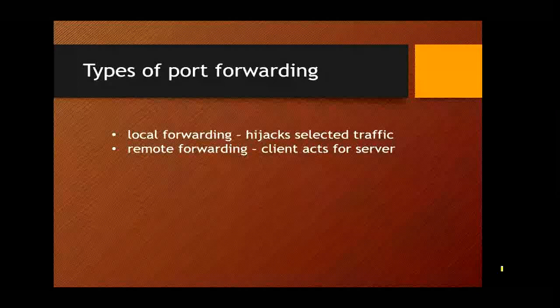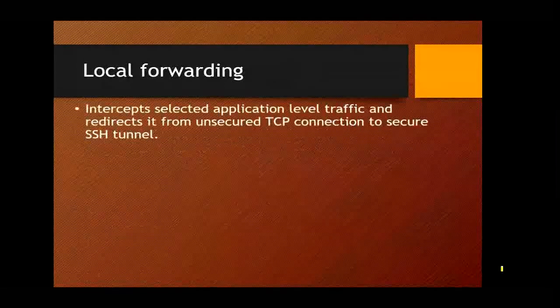The first one is local forwarding, or simply local port forwarding. This will allow the client to set up a hijacker process as I specified earlier. This will intercept selected application level traffic and redirect it from an unsecured TCP connection to a secure SSH tunnel.